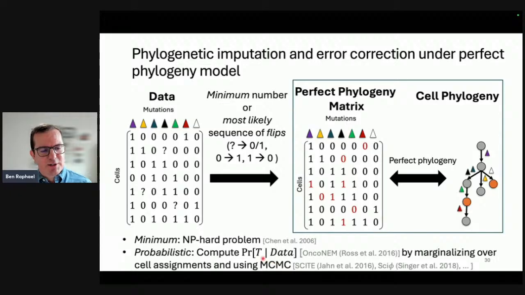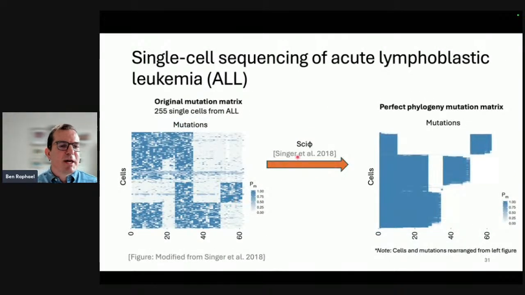You could try to find this under a maximum likelihood framework, or more interestingly, by marginalizing over the cell assignments, because there are typically many more cells than there are mutations that we can measure with present technologies. As an example of that latter approach, here's a method, SciFi, from Nico Bärenwinkel's group. This was applied to data where 255 individual cells from an acute lymphoblastic leukemia, a blood tumor, were measured. In this picture on the left, you can see the mutation matrix with the individual probabilities of a mutation being present at that location.